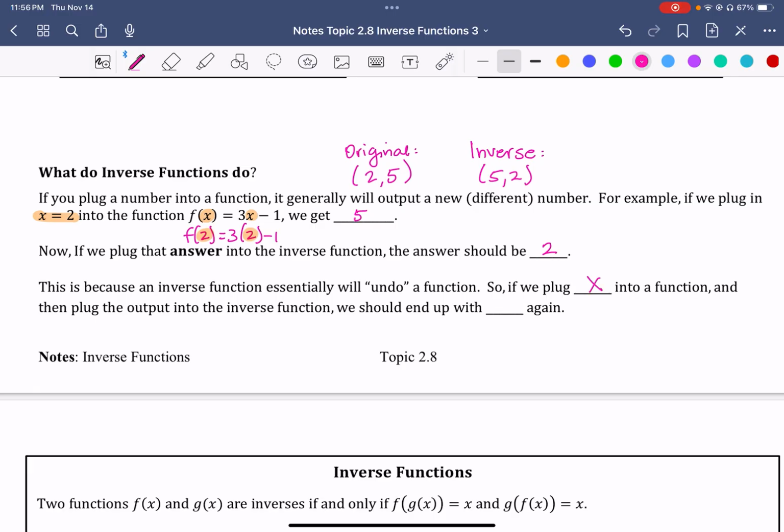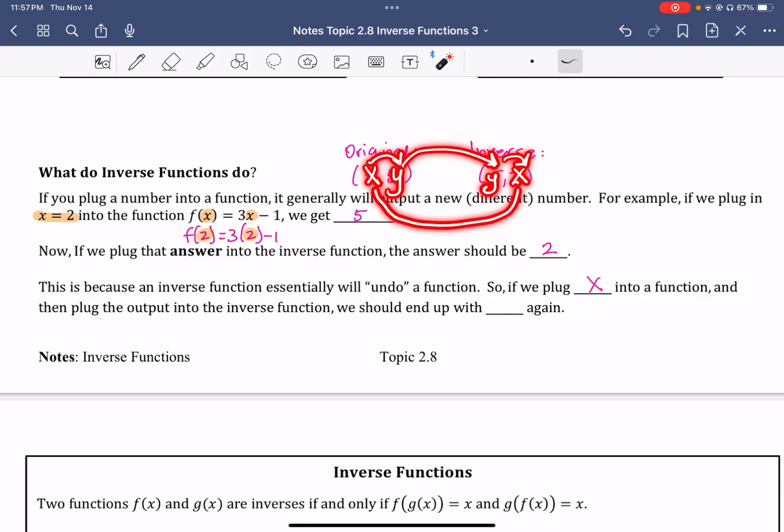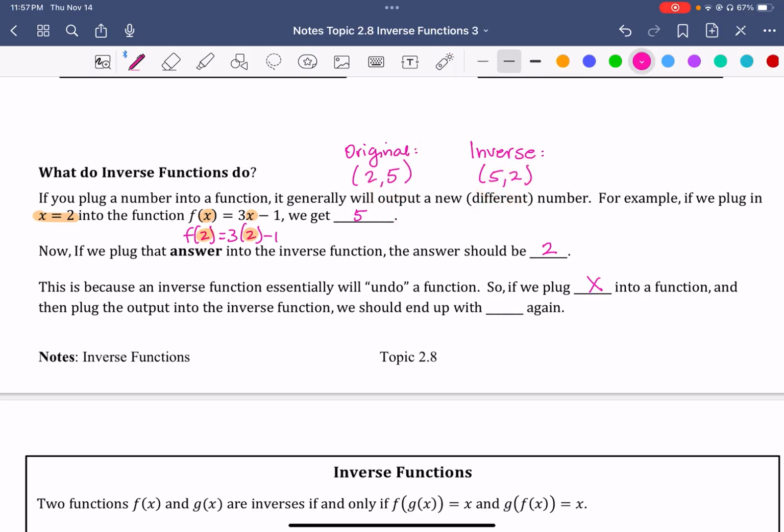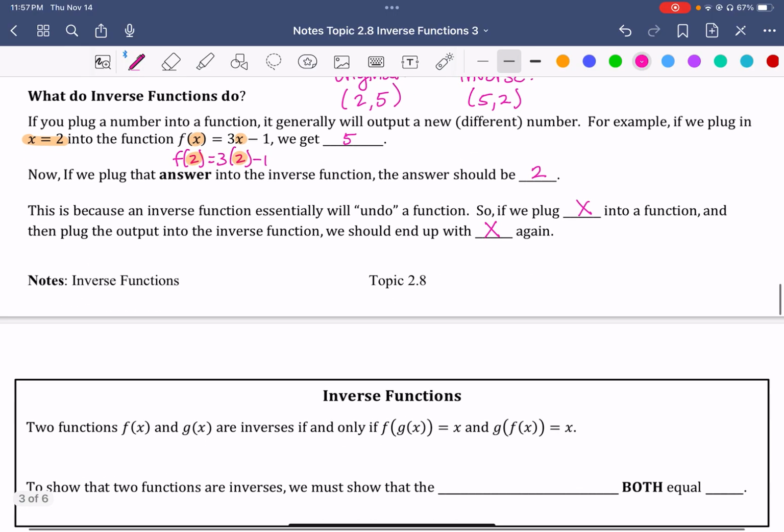So we plug x into a function, right? So if you plug x into a function, you're going to get y. And if you plug that y into the inverse, you're going to get x, because remember that the inverse is just switching the x and the y values. So you're going to end up with x, which is what you started with. So when you plug the output into the inverse, we should end up with x again. Okay, let's go to the next page.